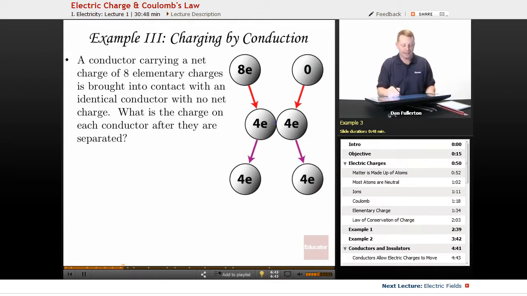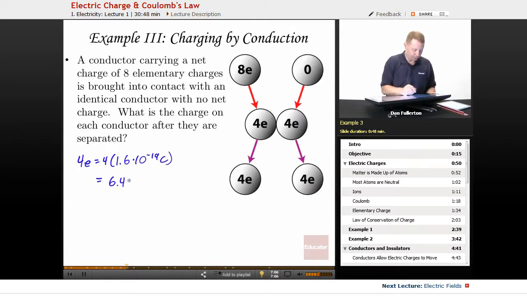Well, once we touch them together, if they're identical spheres, they're going to share the charge across them. Each one is going to have 4 elementary charges. When we split them apart, they each have 4. What is that in coulombs? Well, we have 4 elementary charges, which is 4 times 1.6 times 10 to the minus 19 coulombs, or 6.4 times 10 to the minus 19 coulombs on each of those conducting spheres.